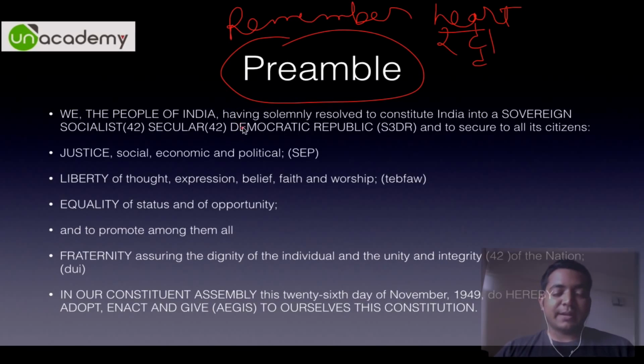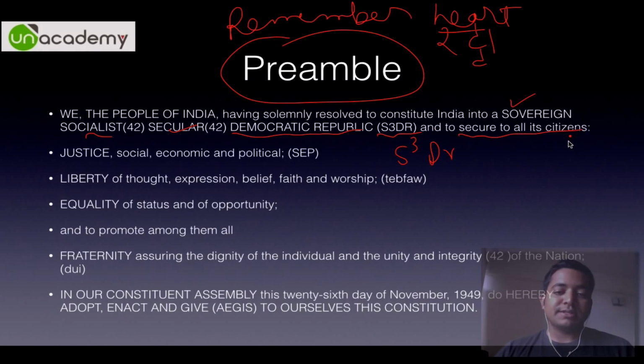So it starts with, I remember it by heart: We the people of India, having solemnly resolved to constitute India into a sovereign, socialist, secular, democratic republic. The word sovereign was already there. Socialist and secular were added by the 42nd Amendment Act 1976, and then democratic and republic. You can remember it by S cube DR. If you remember S3DR, it helps in recalling later.